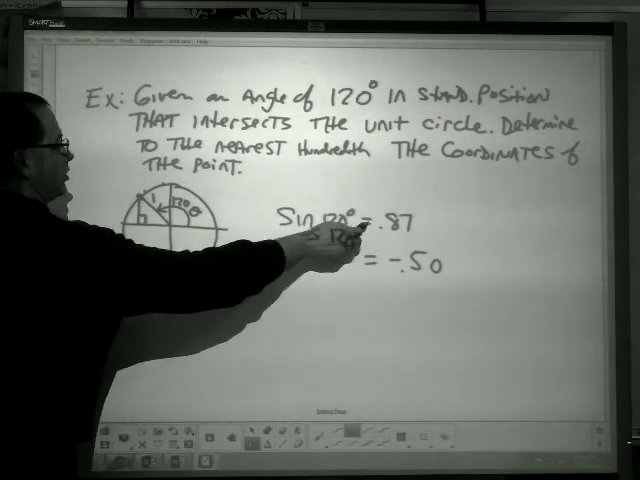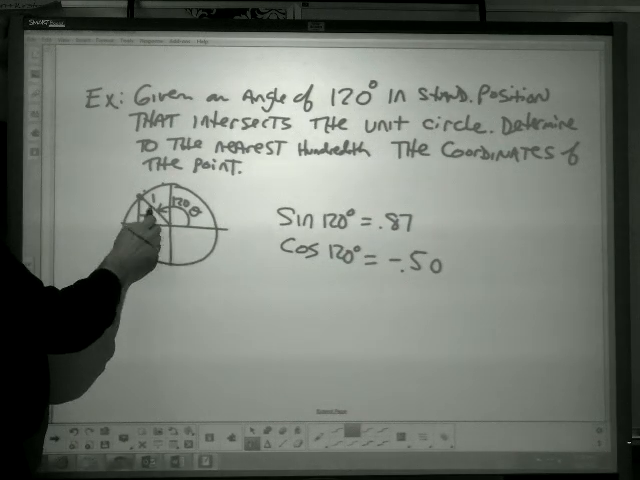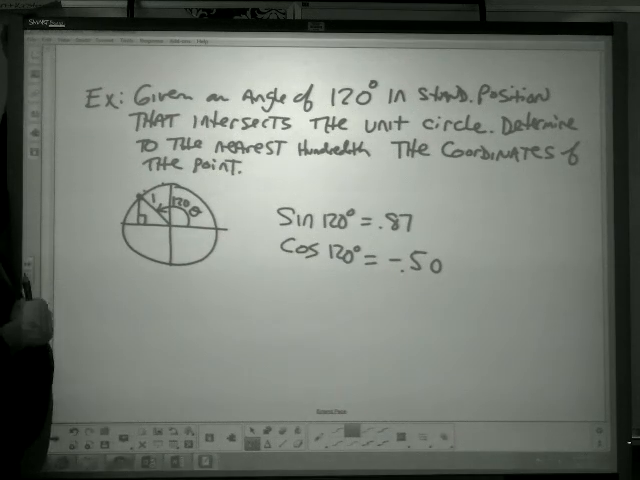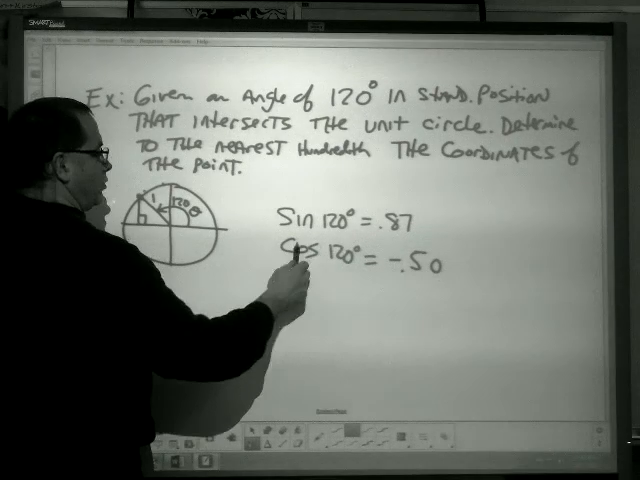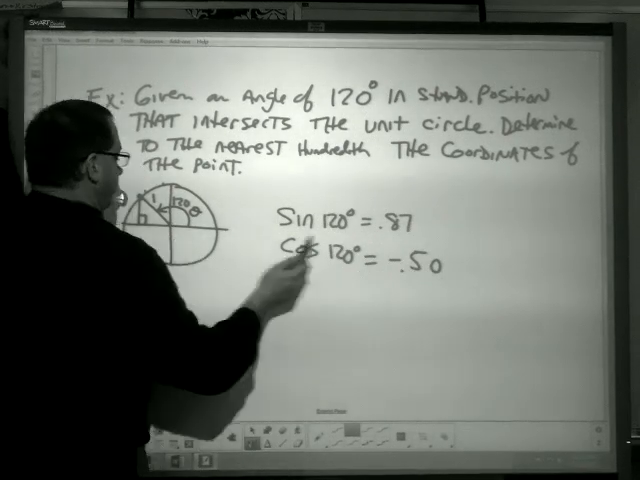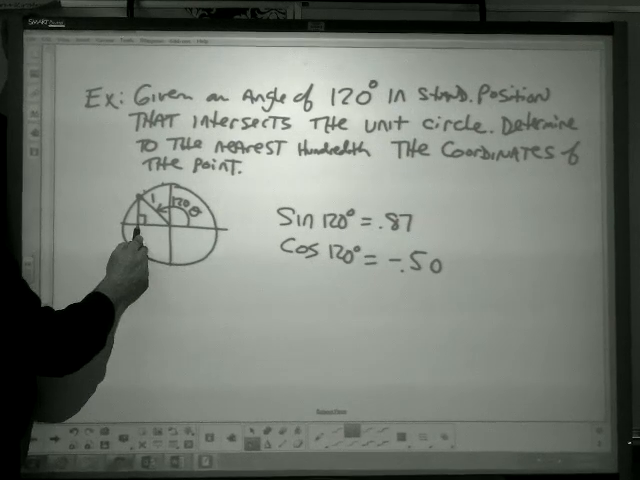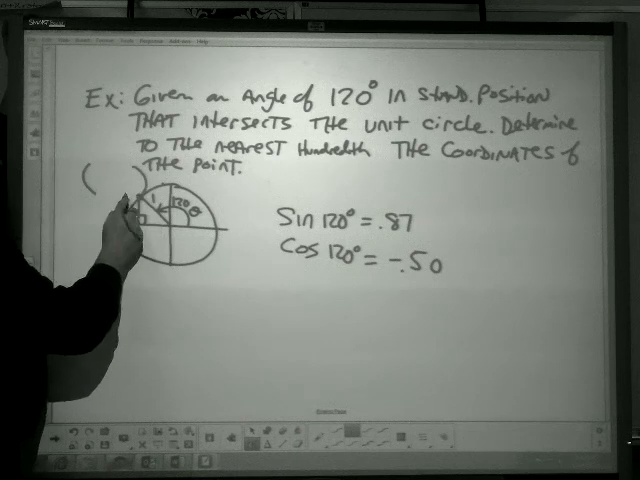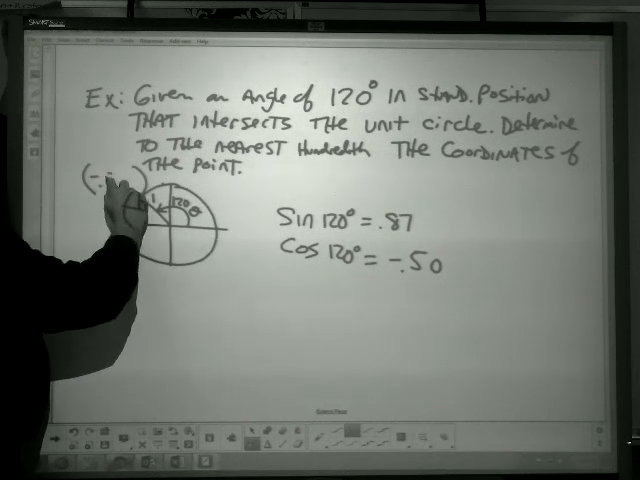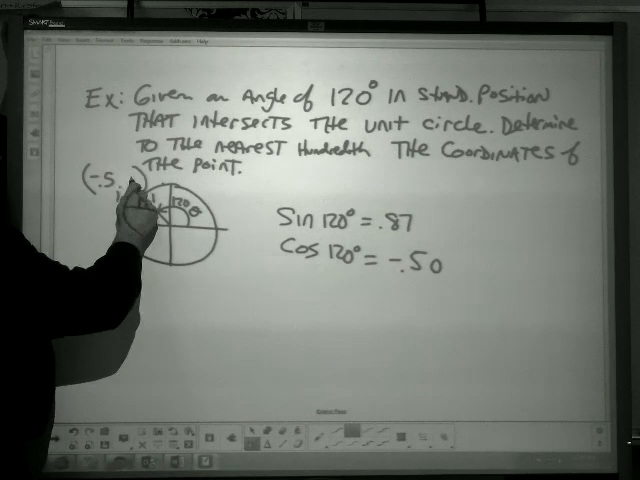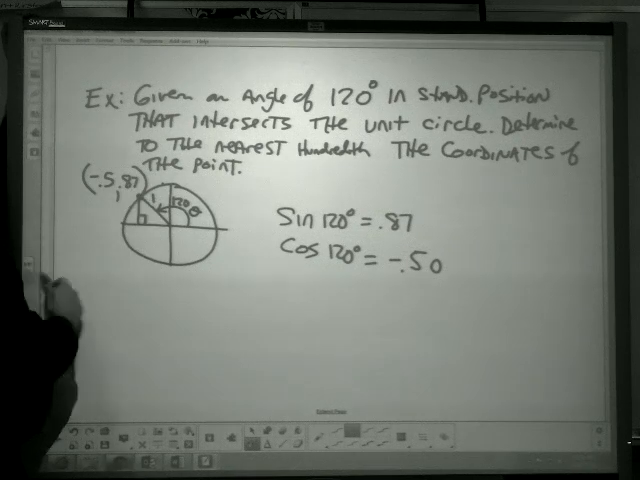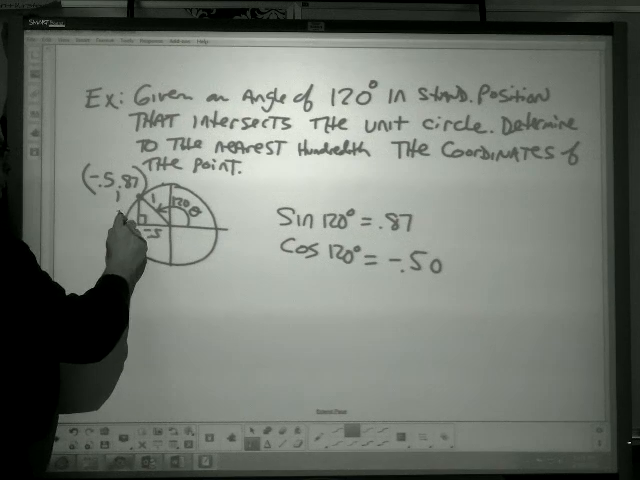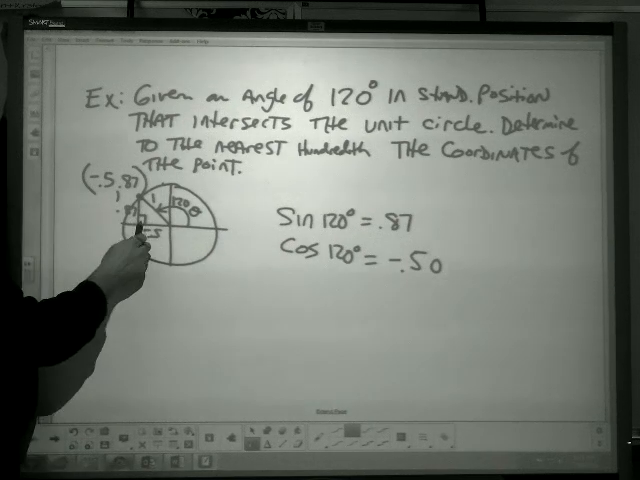So the sine of 120 degrees has a value of 0.87 when I type that into my calculator to the nearest hundredth. The cosine of 120 degrees is negative 0.5. Well, it should be negative because x values in quadrant 2 are negative. So this point has coordinates negative 0.5, comma, 0.87. So again, negative 0.5 is my x, and 0.87 is my y.